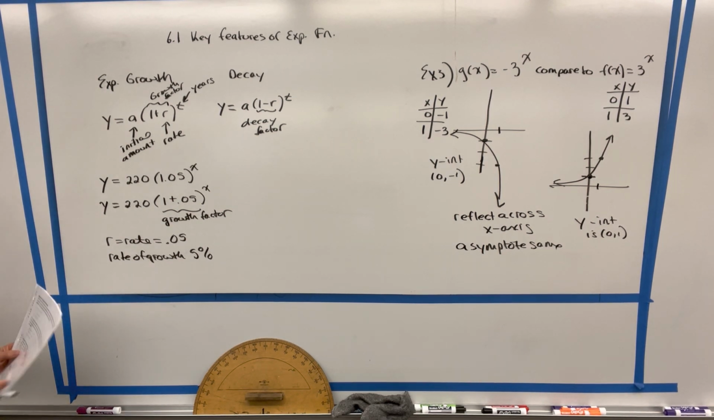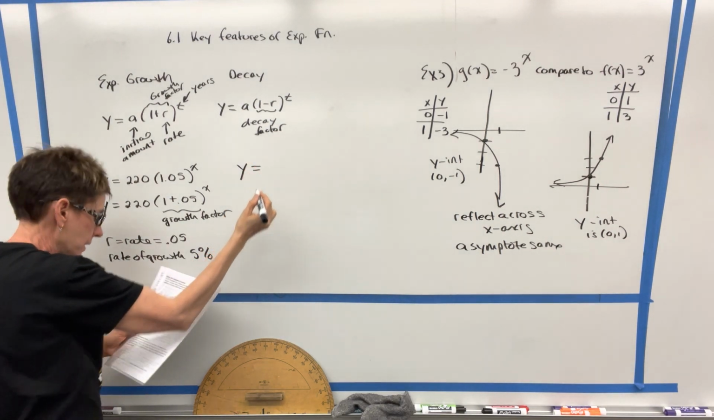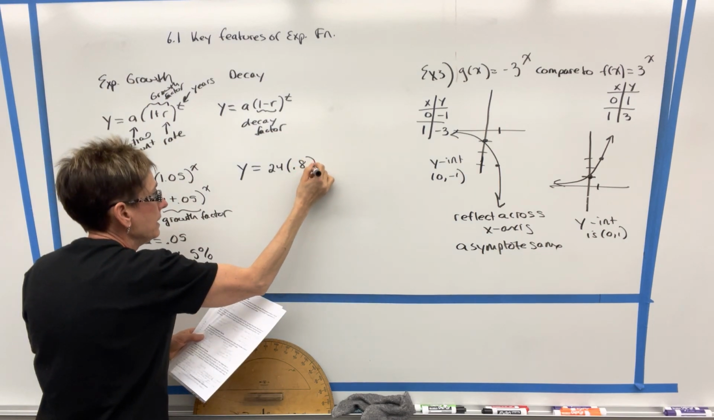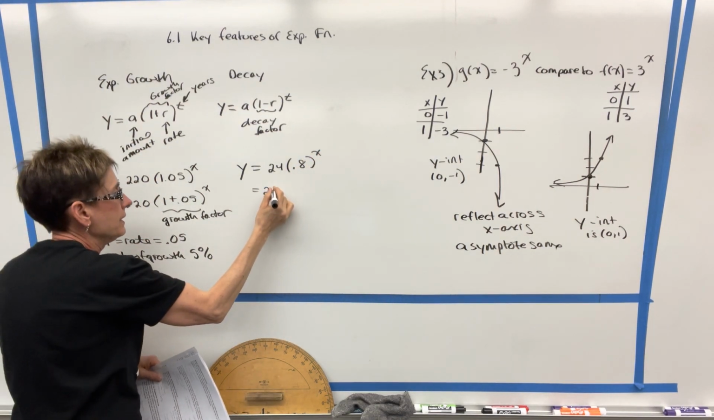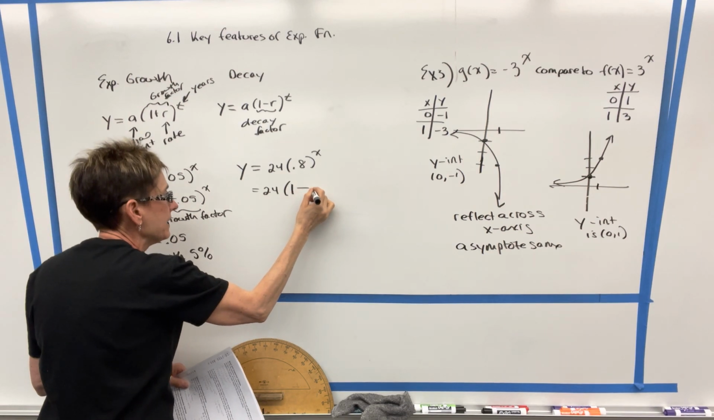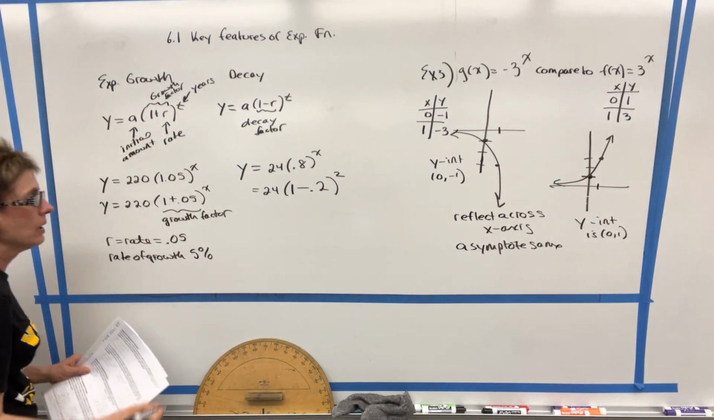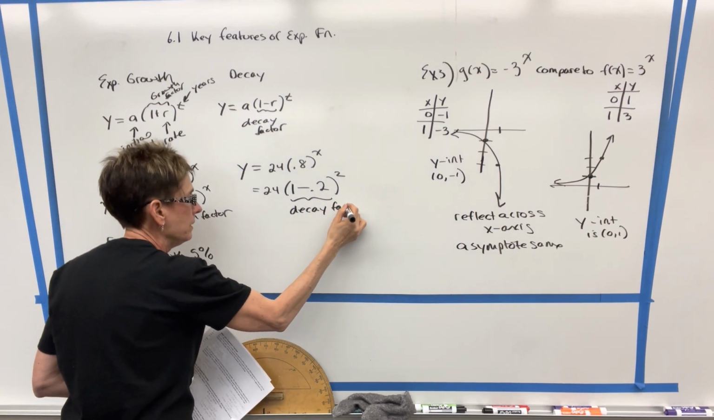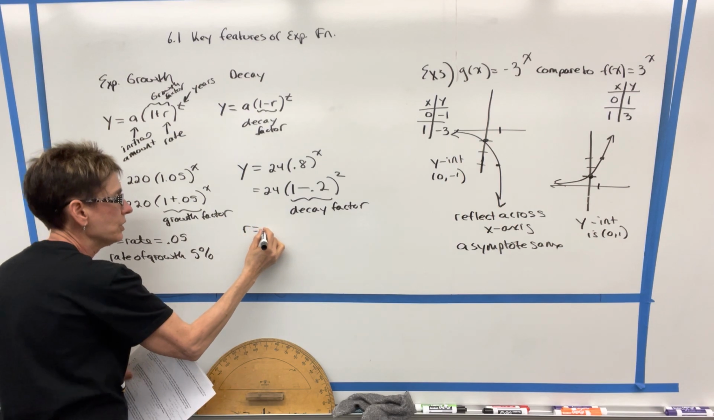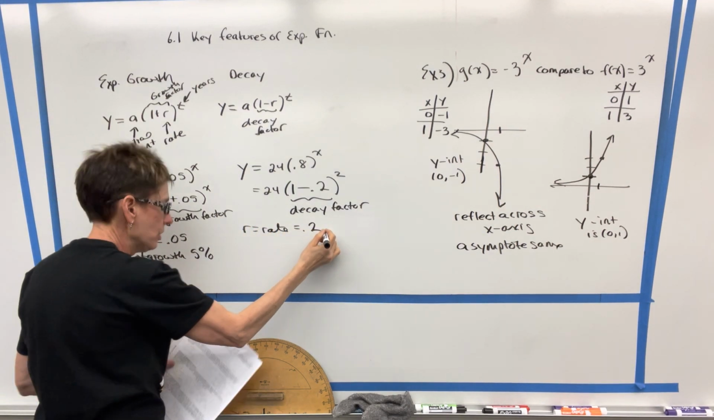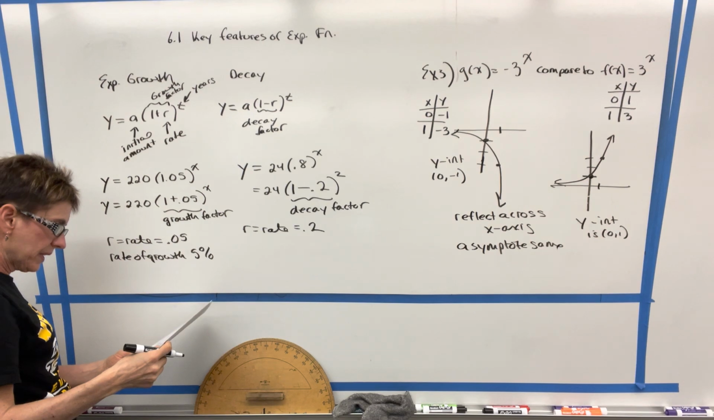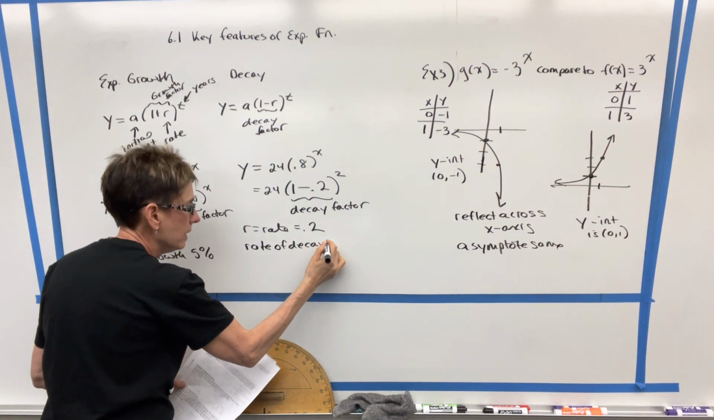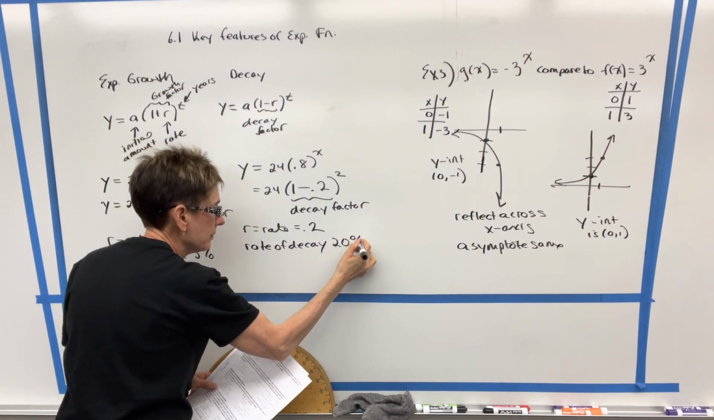All right, let's do another example. Let's say that we have y equals 24 times 0.8 to the x. We can think of this as 24 times (1 minus 0.2) to the x. So this would be a decay factor here because we're subtracting from 1. r, which is our rate, would be 0.2. And that means that the rate of decay would be 20%.